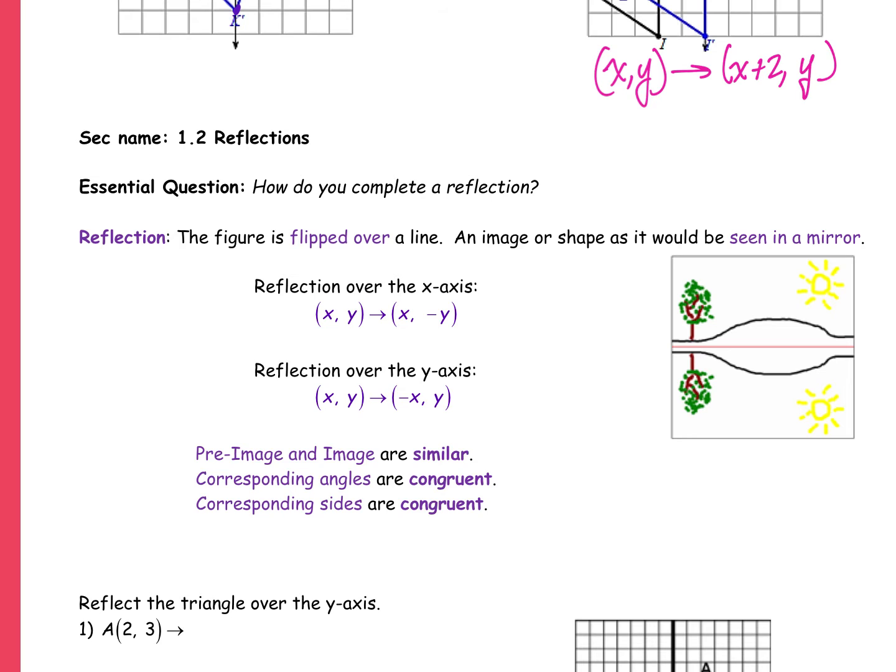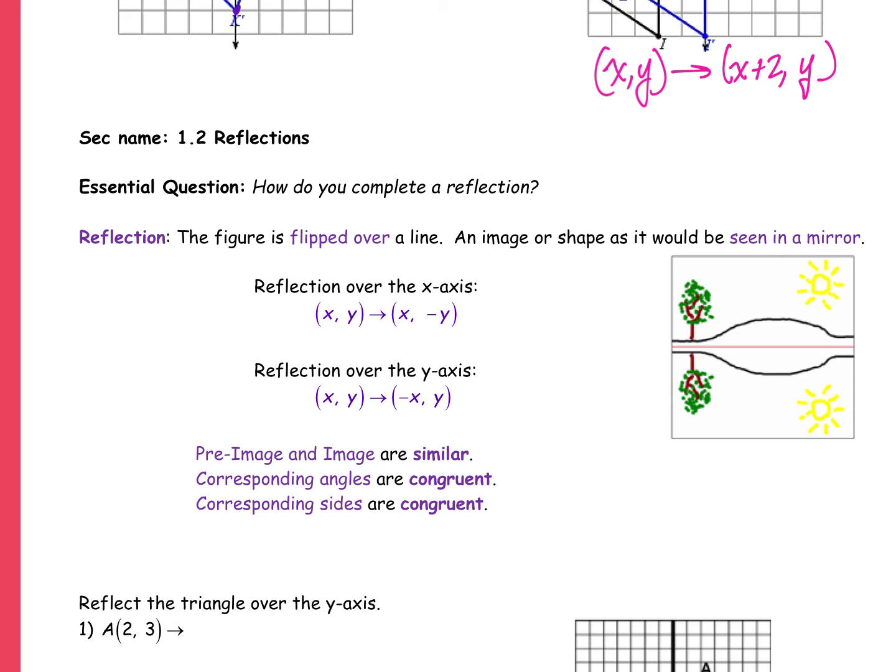So a reflection is flipped over a line. An image or shape as it would be seen in the mirror, like looking in the mirror, right? The equations for this are a little different. If I reflected over the x-axis, the horizontal axis, x doesn't change. X stays in the same place. What changes is my y. My y becomes negative. So if it's a positive 2, it becomes a negative 2. If it's a negative 2, it becomes a positive 2. The sign just changes on the Y value.